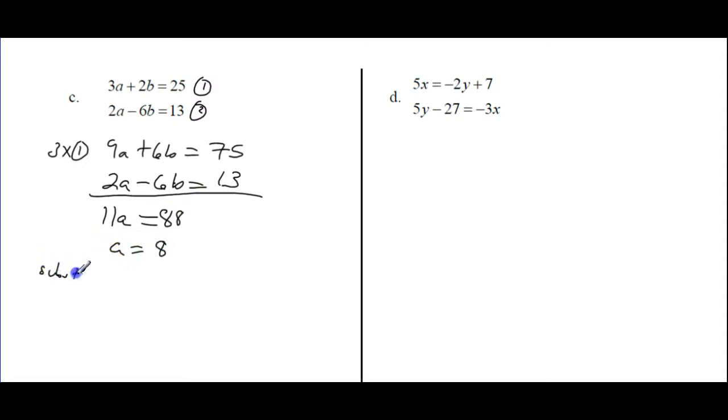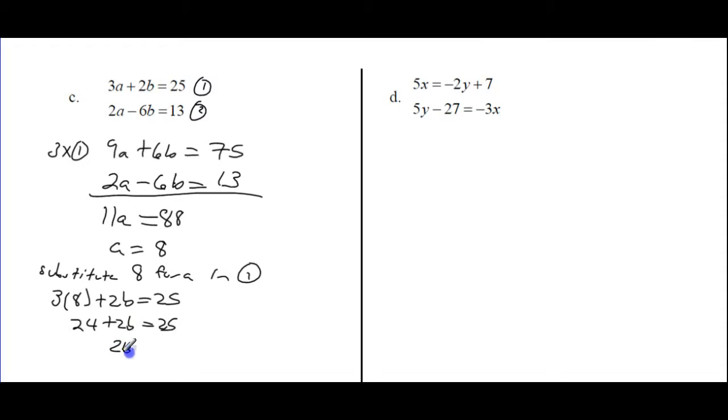Substitute 8 for a in, let's go with 1. 3 times 8 plus 2b is 25. 24 plus 2b is 25. 2b is 1 and b is 1/2. When you're listing the solution, go in alphabetical order, 8 and 1/2 for b.